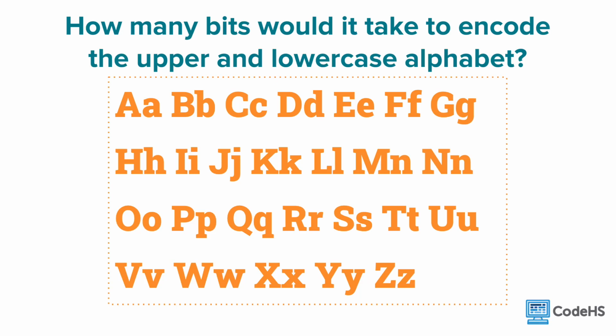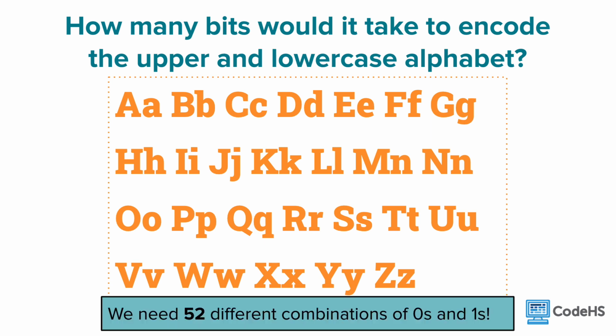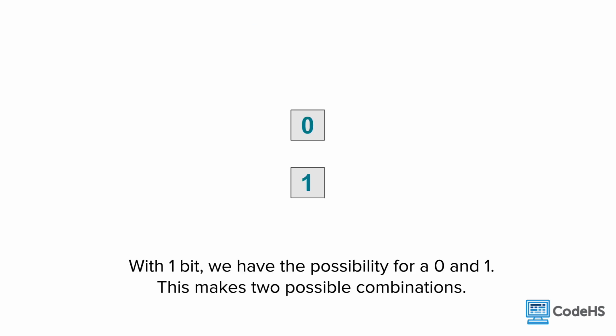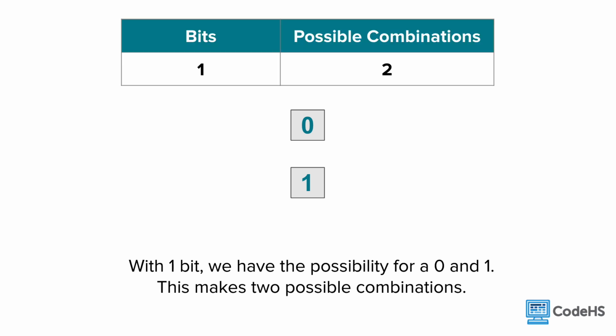Hi, in this video, we're going to explore the question: how many bits would it take to encode the upper and lower case alphabet? So this means that we'll need 52 different combinations of zeros and ones. So let's start with 1 bit. With 1 bit, we have the possibility for a 0 and a 1. So this makes 2 possible combinations. 0 can be A and 1 can be B.